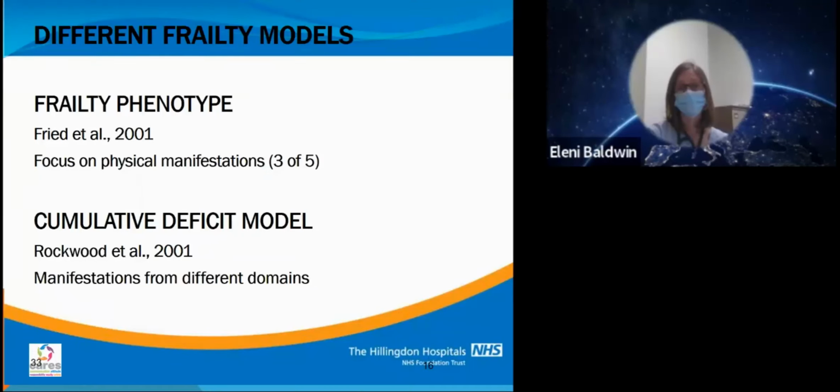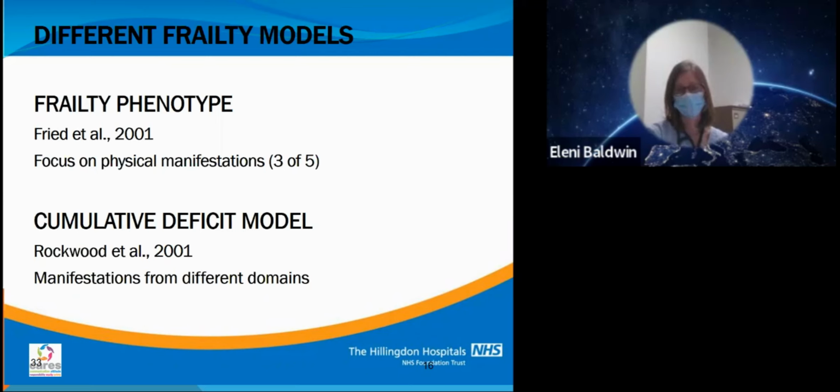We started thinking about frailty properly at the beginning of 2000. So in 2001, both Freed and Rockwood came up with their own slightly different frailty models. Freed came up with what we call a frailty phenotype. It's something physical that you can measure and look at. I'll come on in the next slide to what those 3 of the 5 things are for you to be diagnosed as frail. It tends to be a much more useful frailty model when we're doing research. It doesn't tend to be quite so easy to apply to clinical work.